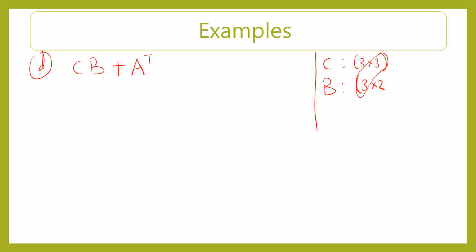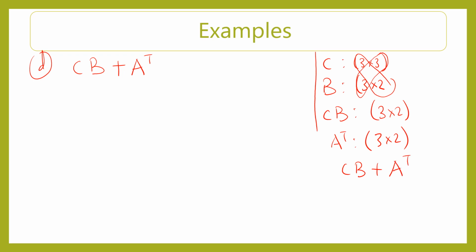All right, and when we do the multiplication C times B, we should expect a 3 by 2 matrix. Now, previously we saw that the size of A transpose is going to be 3 by 2. So it makes sense to add C times B to A transpose because they have the same size. All right, again, let's quickly do C times B.